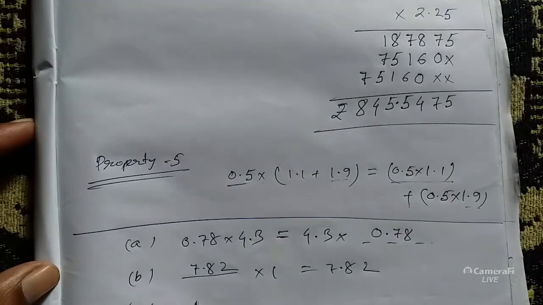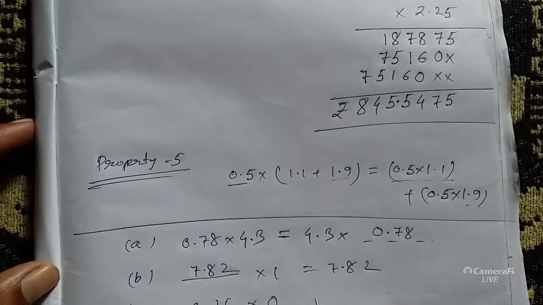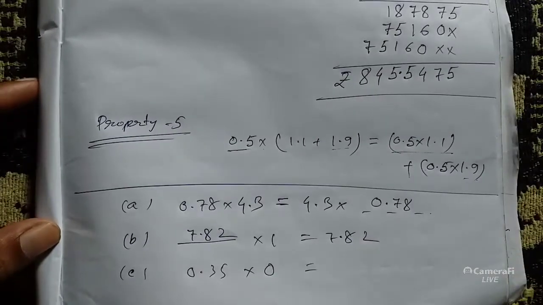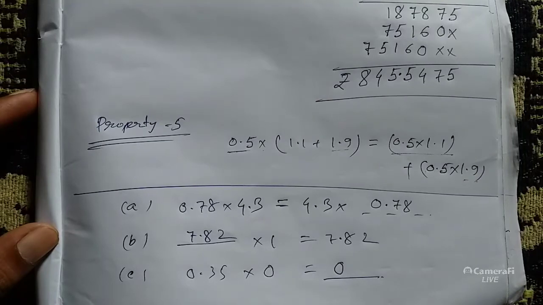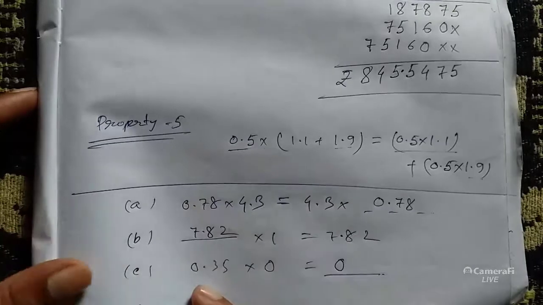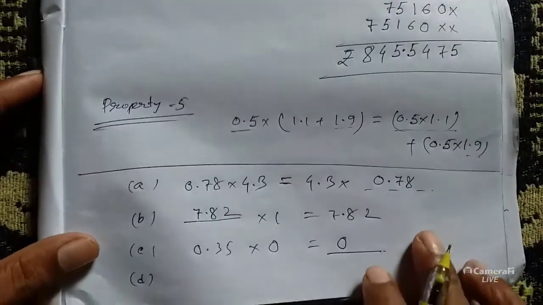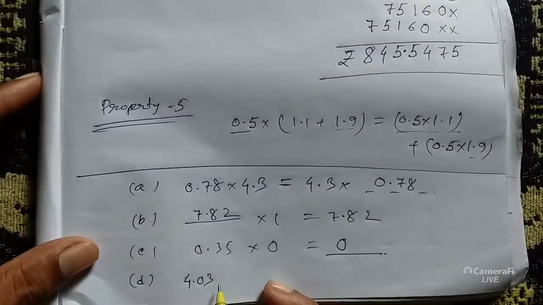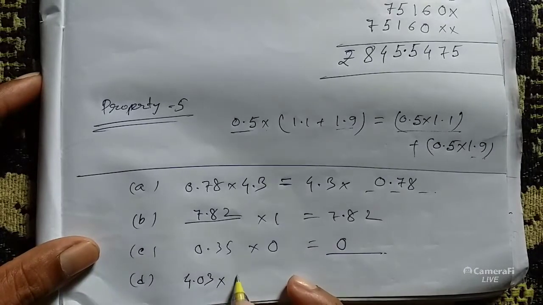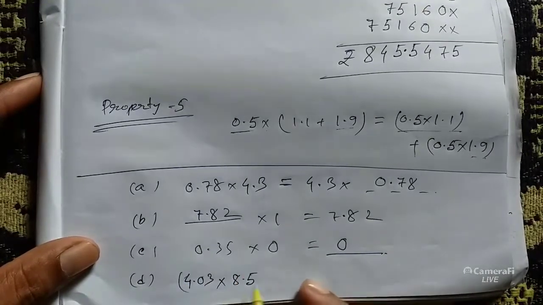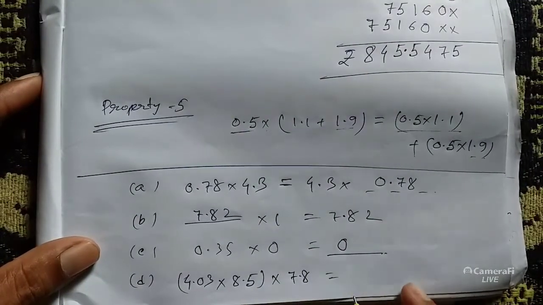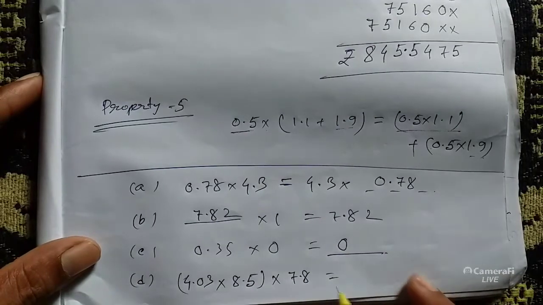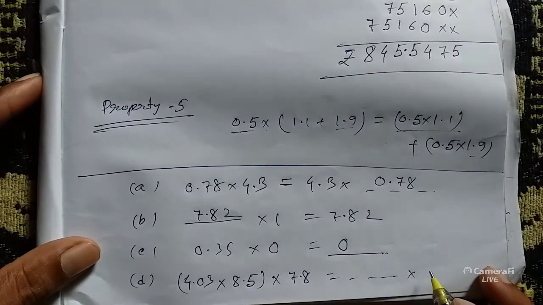If we multiply 0.35 by 0, what should be the result? Definitely 0, because 0 multiplied by any number is 0. Okay. Number D: 4.03 multiply 8.5 multiply 7.8 equals dash multiply 8.5 multiply 7.8.